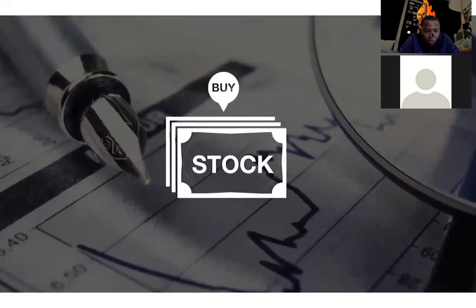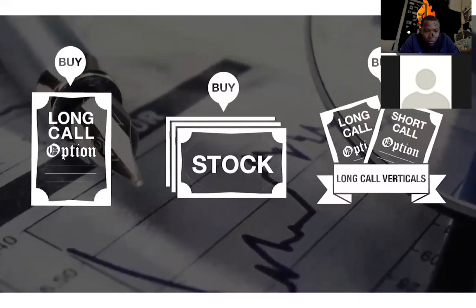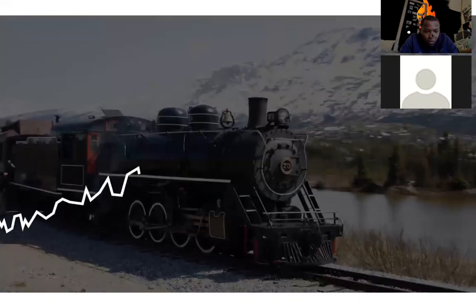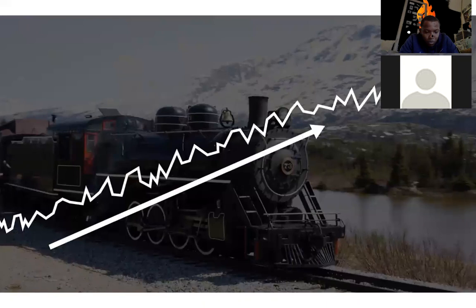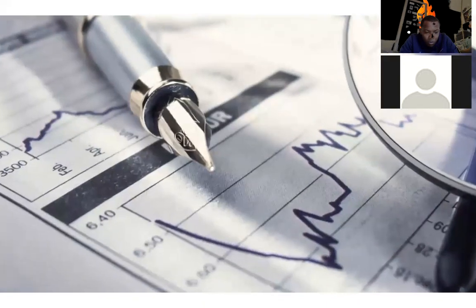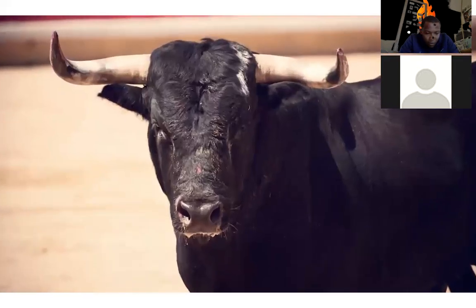Long stocks or ETFs, long calls, and long call verticals are three strategies that investors may use in a bull market. Although market conditions could change at any time, it's key in a bull market to stick with the trend and use strategies that make the most of the bull market. Being patient and holding on to investments helps investors try to grab the bull by the horns.